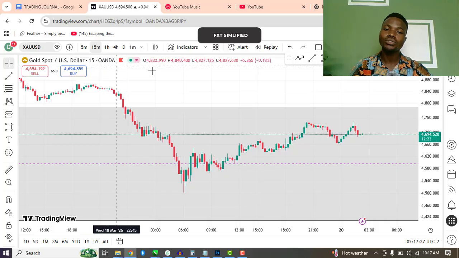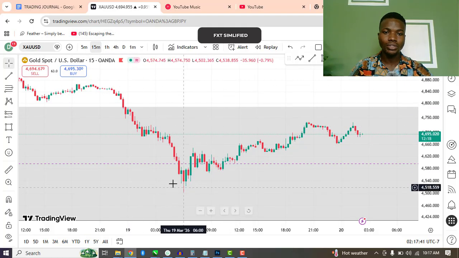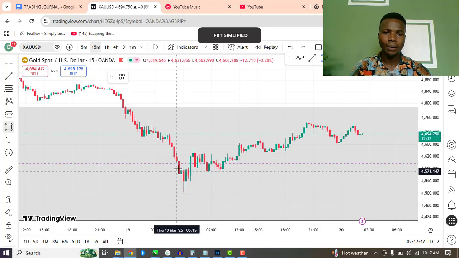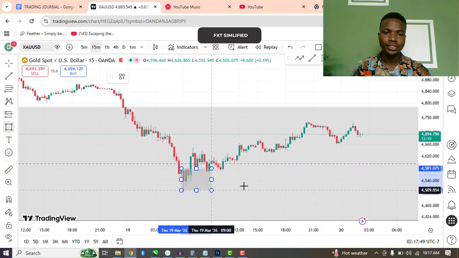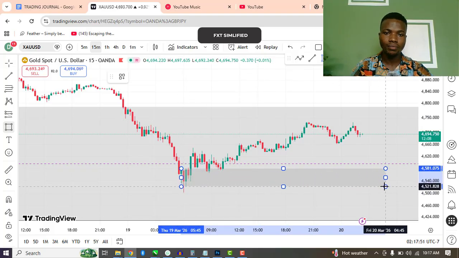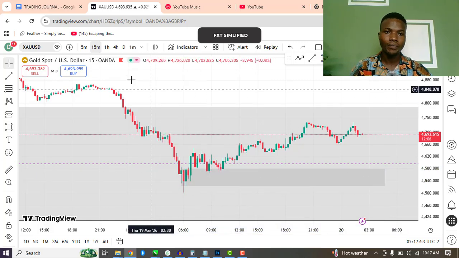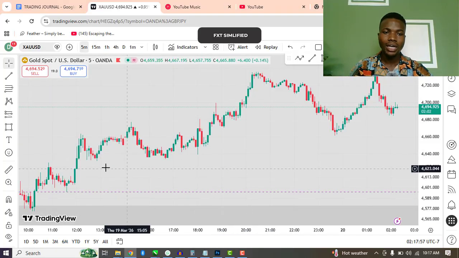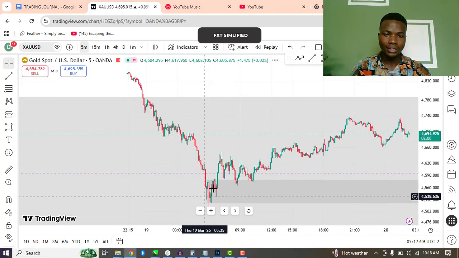So I'm going to go down to the 5 minutes, but let me first mark out this zone so that we know that this is our 15-minute demand area. Now I'm going down to 5 minutes. I want to see how price reacts at this level here.